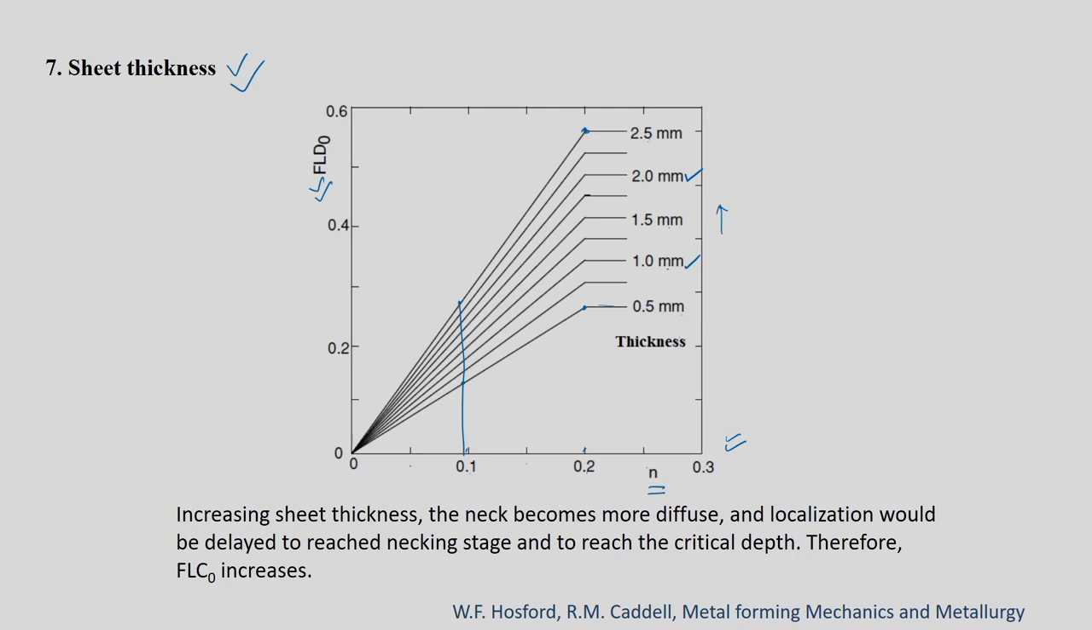If n is also increasing, then it is favorable for us. So instead of reaching this particular point in 2 mm thickness, you may reach this particular point in 2 mm thickness. Right, so that's the effect. So increasing the sheet thickness, what happens actually? Why is it so? Because by increasing the sheet thickness, the neck becomes more diffused and localization would be delayed to reach the necking stage and the critical depth. The extra thickness that you provide can delay the necking stage, since the neck has to cross the entire thickness. So that will be a little delayed, and there are chances that your FLD0 or FLC0 can improve.